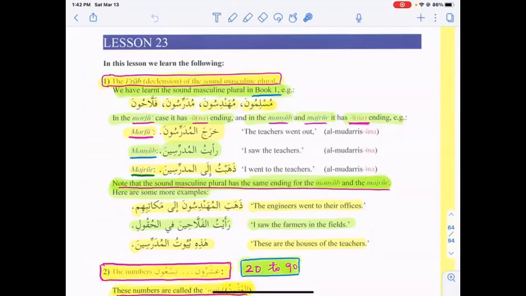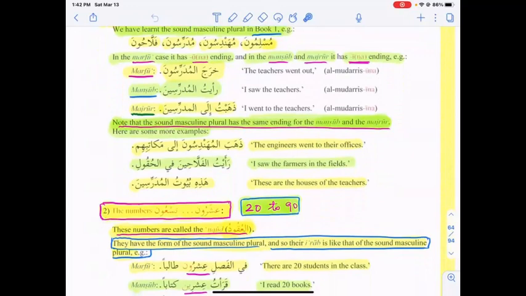Then هذه بيوت المدرسين. These are the houses of the teachers. Mudaf, mudaf ilayhi, majrur. Now, one more thing to understand. This is interesting. We haven't done much about the numbers. I will touch base on something today, inshallah.